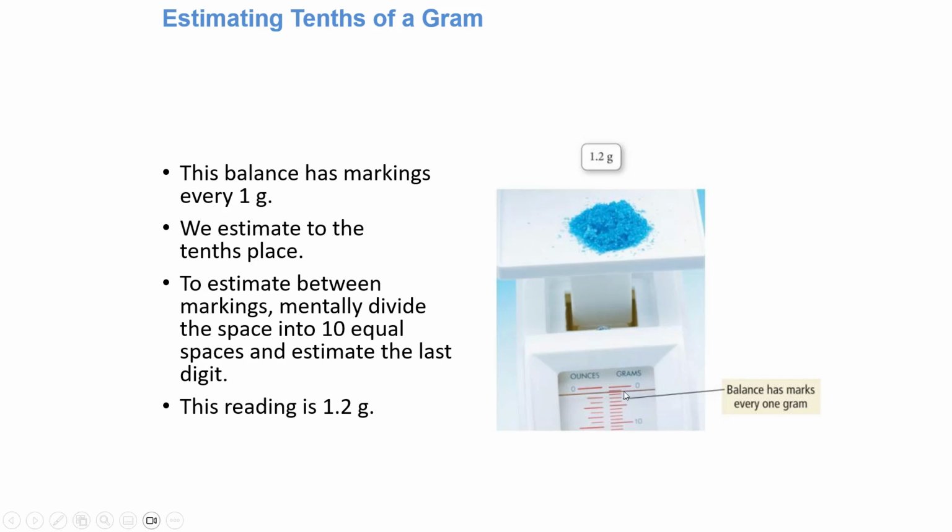So we don't know for sure that this is 0.2 grams. We know that the first line is 1 gram, and we know that it's a little bit beyond that first gram. So we're estimating it looks like it's about 0.2 grams. So that's what we write down. But the 0.2 is an estimation. The 1 is for sure.